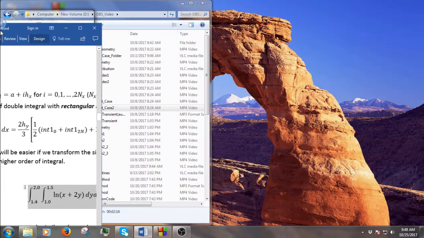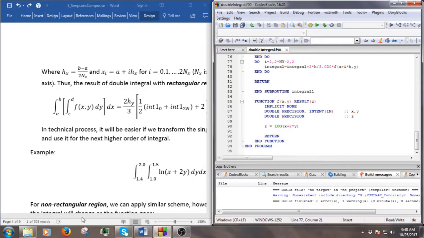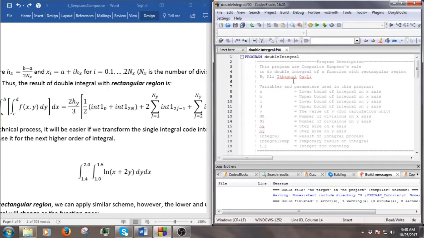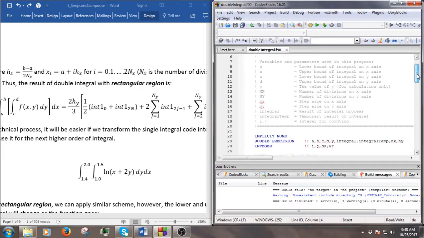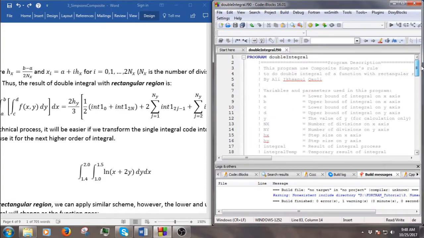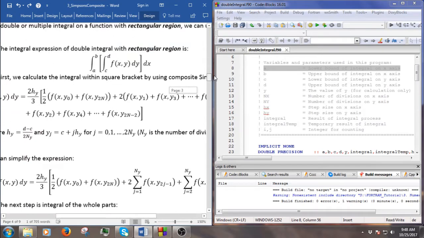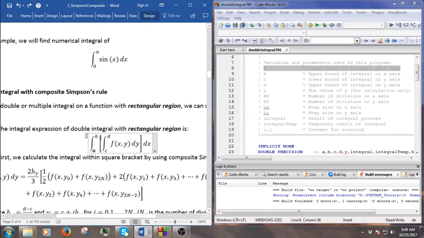And how do we do that? Well, we can go to the code here. Here we have the code of the double integral using the composite Simpson's rule with a rectangular region. And in this program we have variables and parameters. A is the lower bound of the integral on the x-axis, and B is the upper bound of the integral on x. And also C and D. C is the lower bound of the integral on the y-axis, and D is the upper bound on the y-axis.